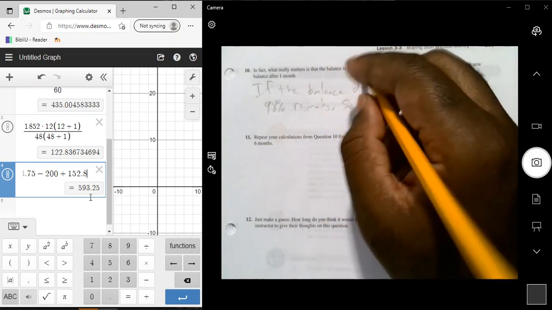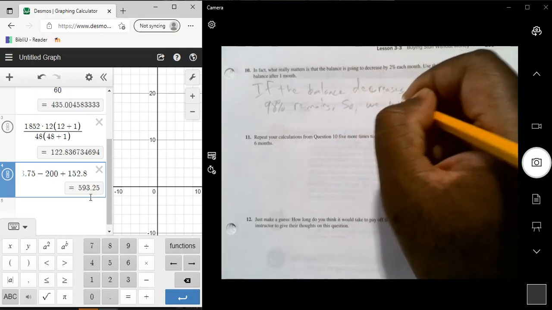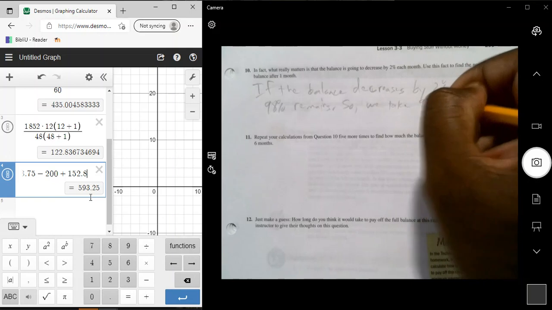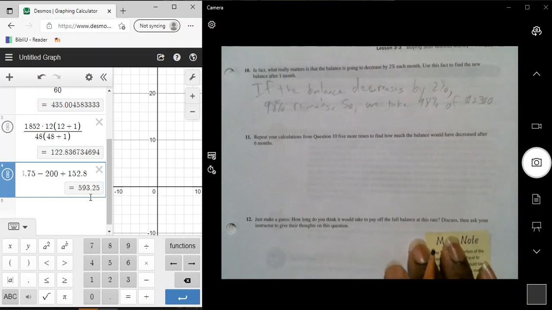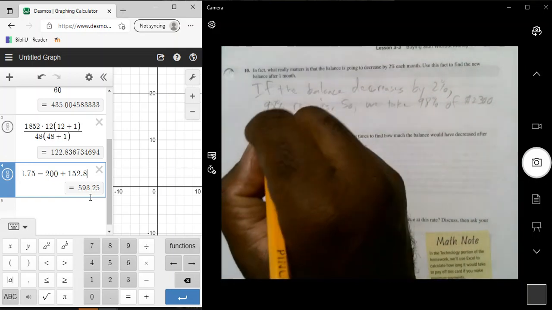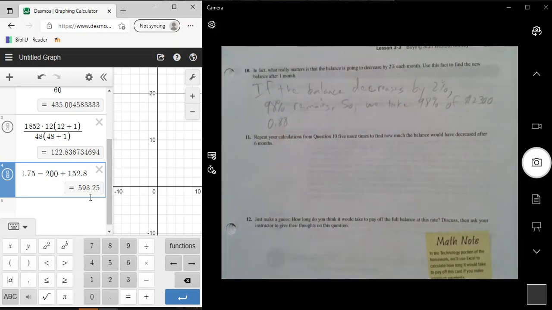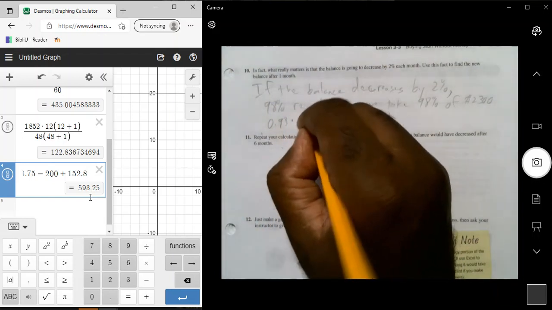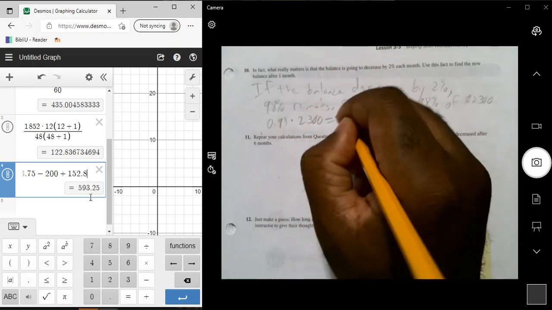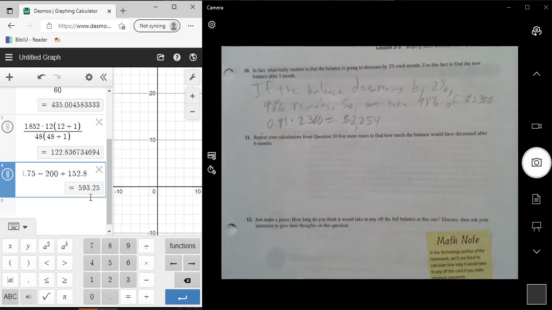So we take 98% of $2,300. So let me write that out. We have 0.98 times 2,300, and that would give us 2,254. That's how much will remain.